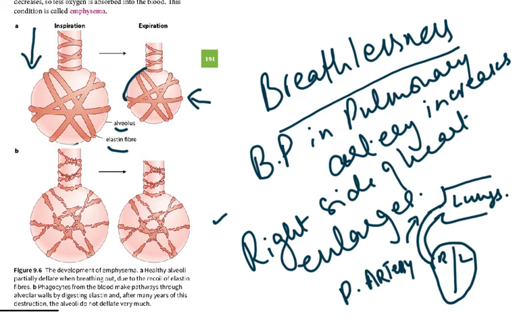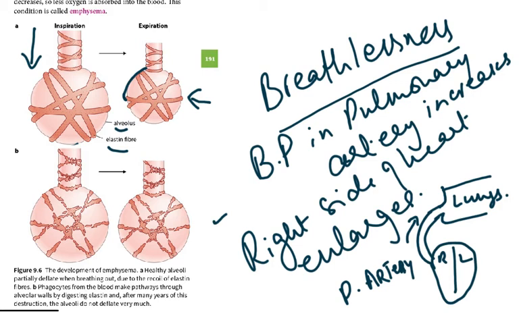Now, looking at emphysema, as I talked about the breathlessness, there's something important that I need to discuss with you. As the disease progresses, the blood vessels in the lungs become more resistant to the flow of blood. Why? Because there's so much alveolar damage to the wall of the alveolus and the capillaries surrounding it. To compensate for this increased resistance, the blood pressure in the pulmonary artery increases.